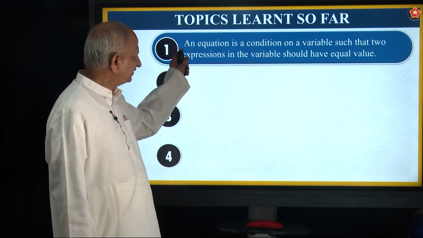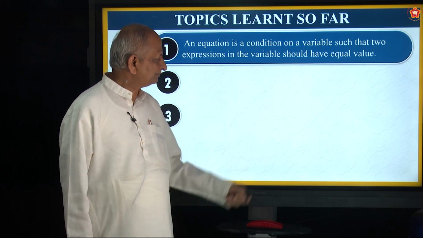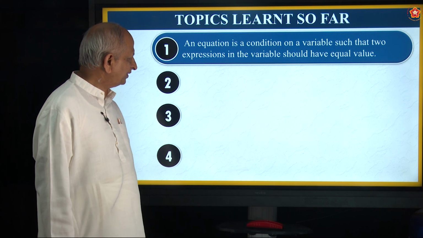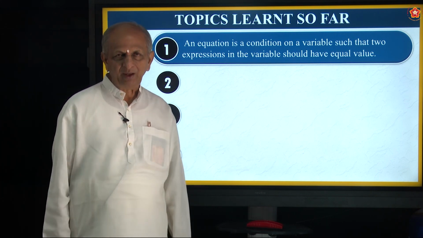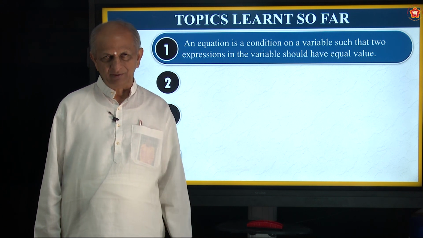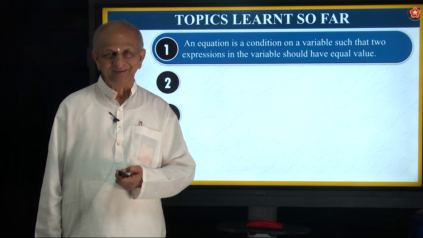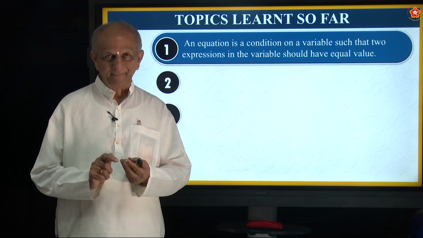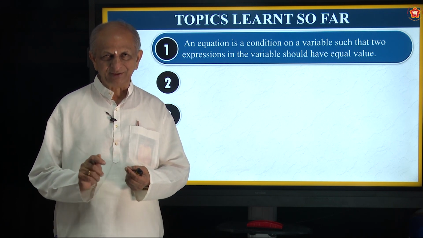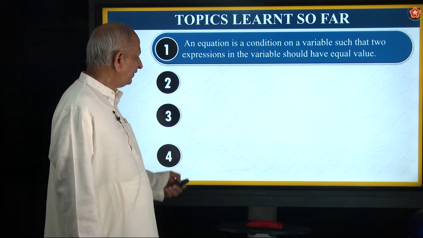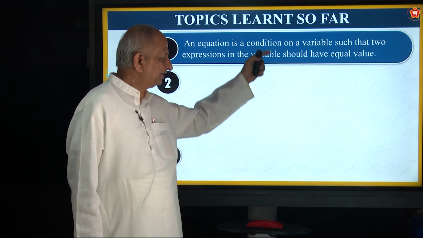An equation is a condition on a variable such that two expressions in the variable should have equal value. So, there will be a variable. What do you mean variables? Terms like A, B, C, X, Y, Z, etc. Is it not? So, they are called variables. So, it is a condition on a variable.